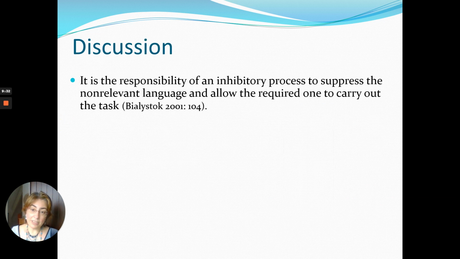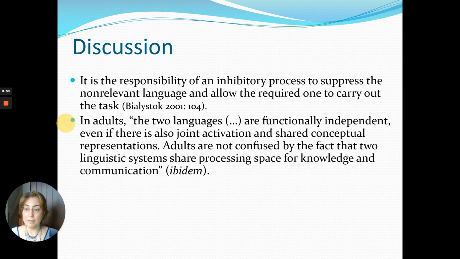So what is the discussion? Well, it's the responsibility then of an inhibitory process to suppress the non-relevant language and allow the required one to carry out the task, right? So if both languages are activated at the same time, there has to be an extra mechanism that inhibits one and allows the other one to come out, because only one language comes out of your mouth typically, right?